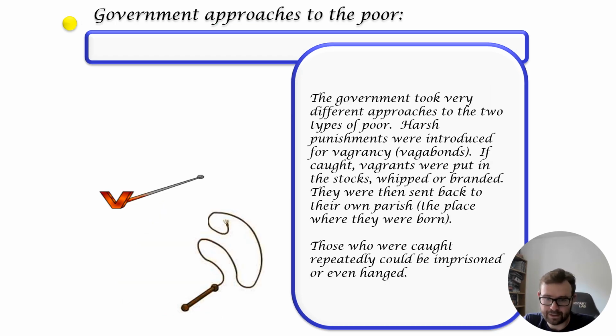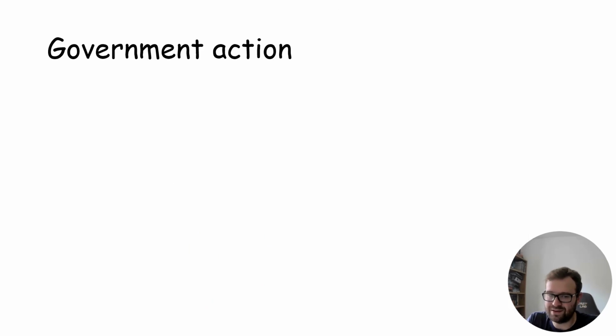So the government is going to take different approaches to the two types of poor. Harsh punishments for vagrancy. These are the vagabonds, the wanderers. If caught, vagrants were put in the stocks. To be fair, it was more like you'd be shackled at the legs, but you would be whipped or branded. Then they were sent back to their own parish. Parish is basically the place where they were born. Those who were caught repeatedly would be imprisoned or even hanged.